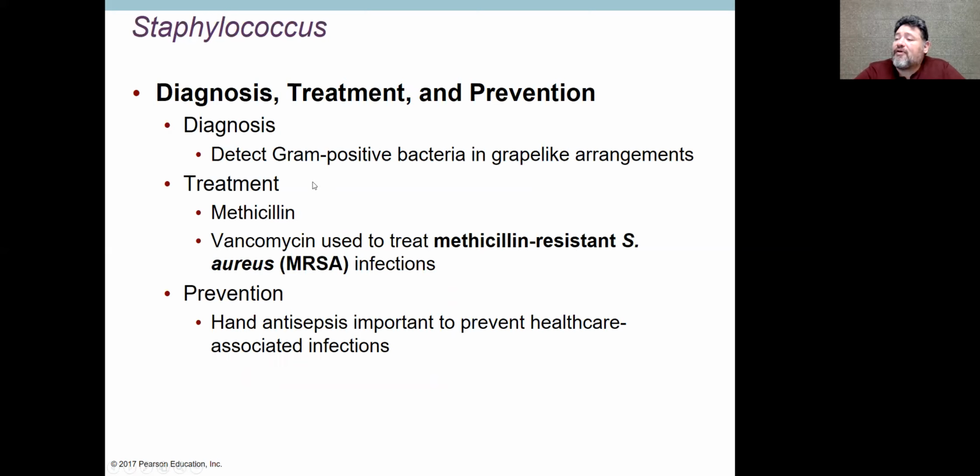What are we looking for? We're looking for gram-positive bacteria in grape-like arrangements. That's what the name means. Treatment, methicillin. If you have methicillin-resistant Staphylococcus aureus or MRSA, then vancomycin. And there is VRSA, vancomycin-resistant Staphylococcus aureus. And what do you do then? Well, then you're going to use a cocktail of antibiotics so that they can function against the microorganism synergistically. Okay.